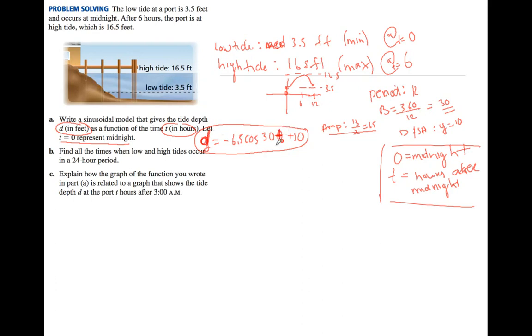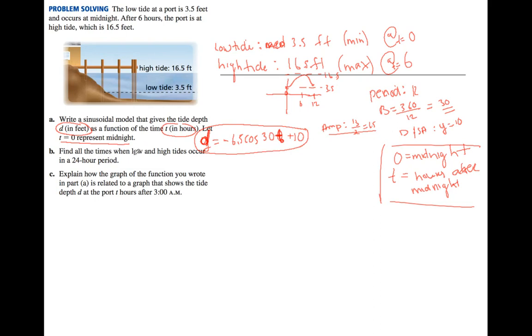I could pick t to represent the hours after midnight. I could say, well, what happens 48 hours after midnight? That wasn't a great example. What happened 36 hours after midnight? What is the depth of the water? You would be able to plug into this equation and get it. What happens 3 hours before midnight? So you're not putting in the time, you're putting in the number of hours since midnight.